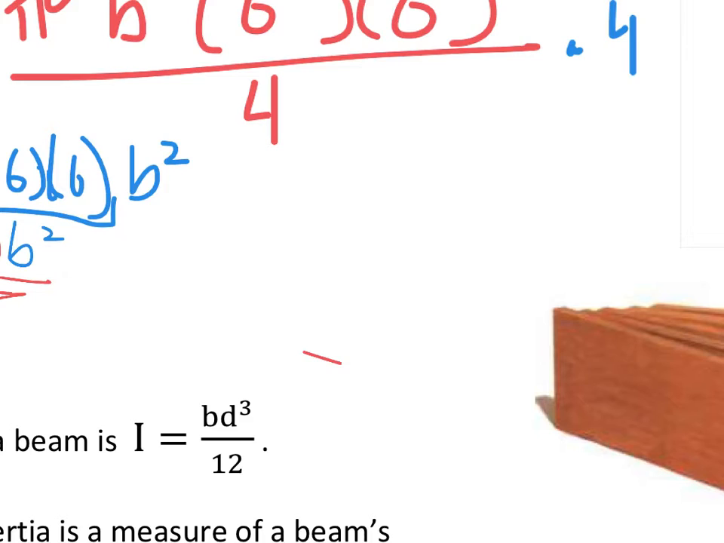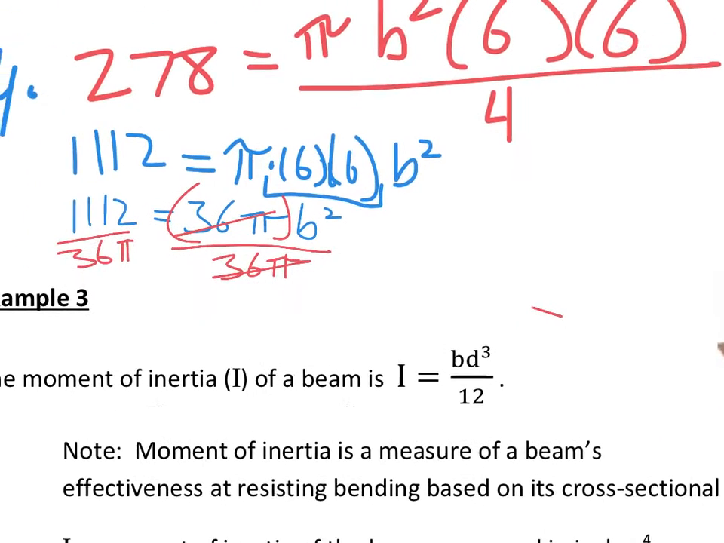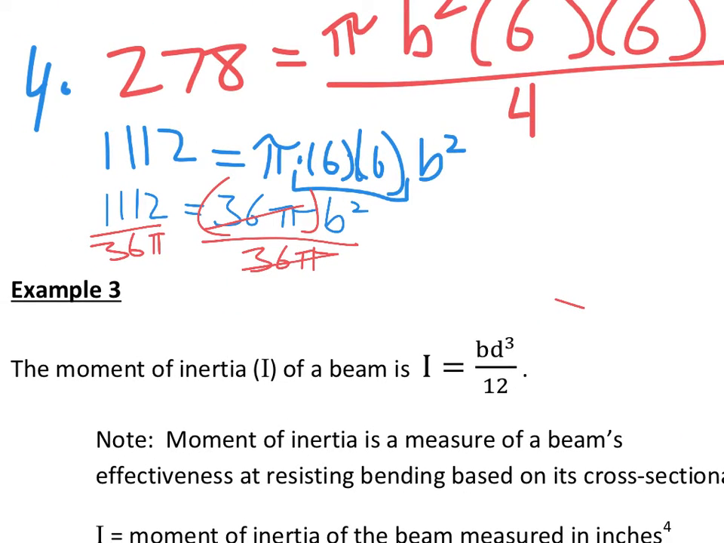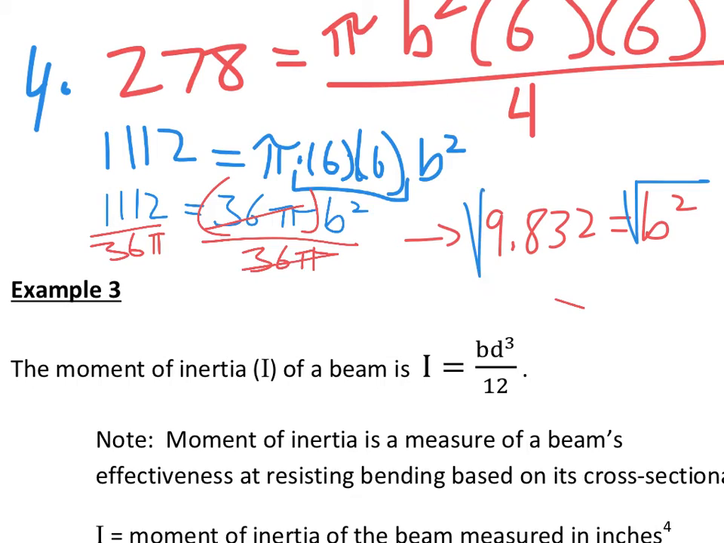Okay, so again, notice that cancels, and so we're left with 9.832 equals b squared. We're not done yet. Don't forget to copy the squared down. What's the opposite of squaring? Well, the opposite of squaring is the square root. So we're going to square root that number.